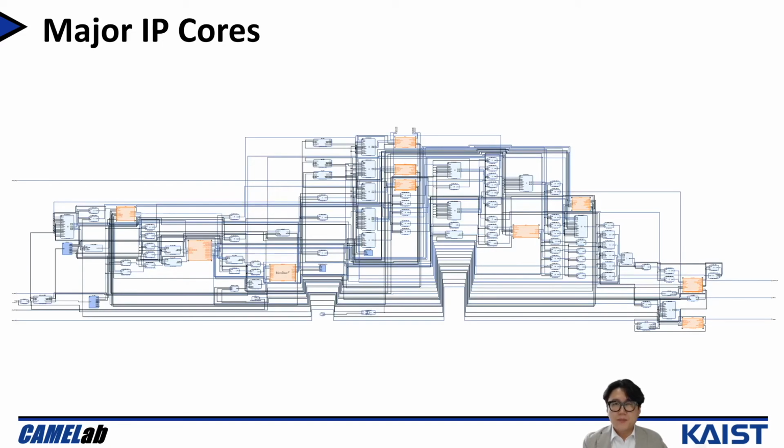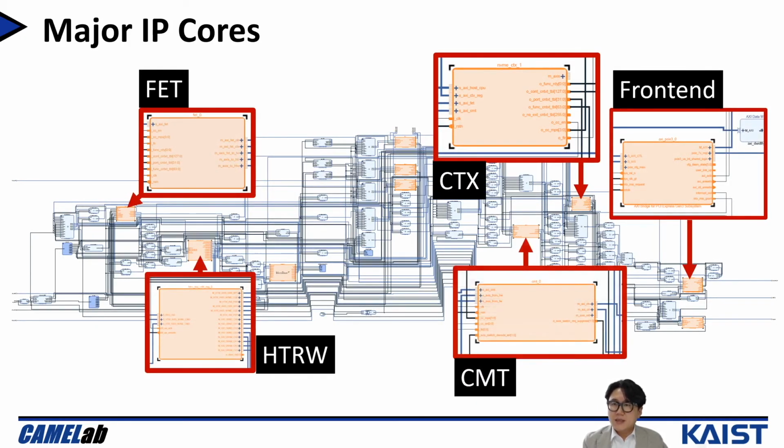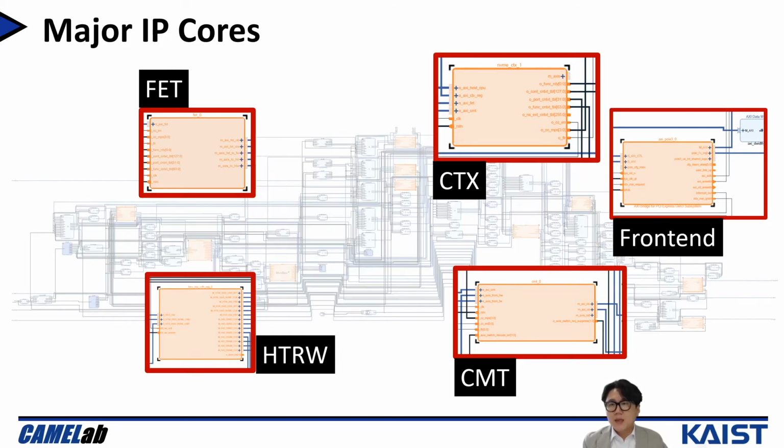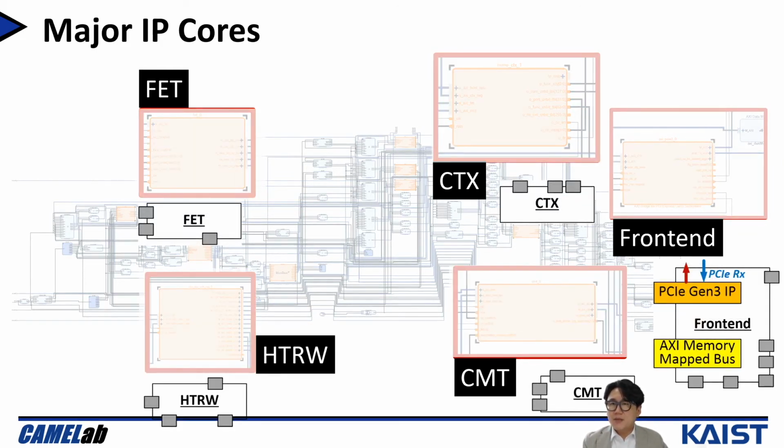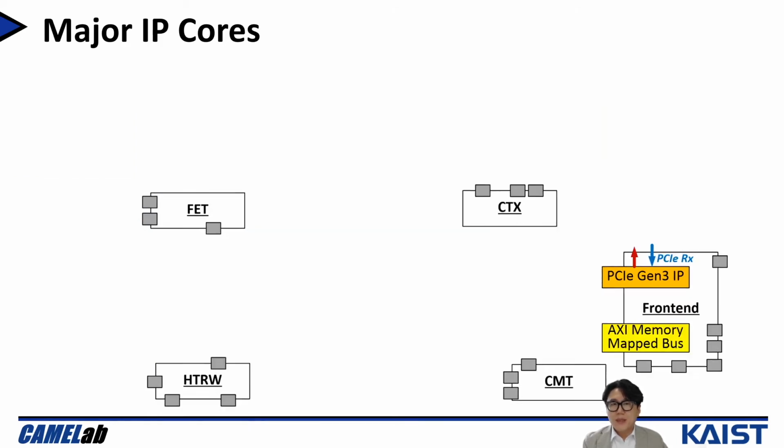In the implementation, we use more than 100 primitive and IP cores, including the front end, CTX, CMT, HTRW, and the FAT. The front end here is a connection complex for the PCI interface and the ATC subsystem. Among the 100 IP cores, we can highlight and summarize the logic into 5 major IP cores aligned with OpenExpress's operation flow.